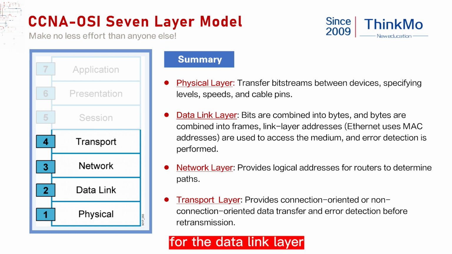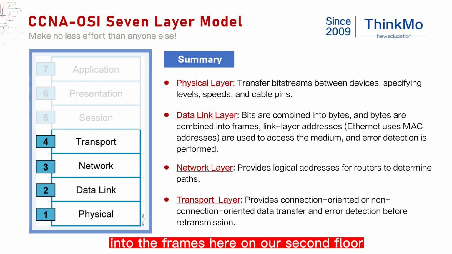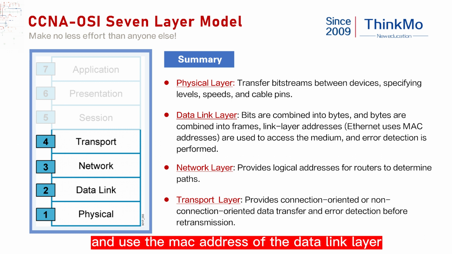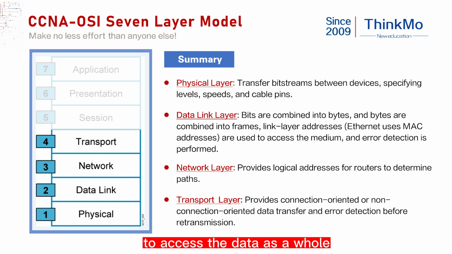For the data link layer, it also belongs to the physical layer. We finally put the level signal through the network port, and bits are converted to 0101 binary. Then our data link layer puts the binary code like 0101 together, combining it into bytes. After that, we combine them into frames here on our second floor, data frames. And it uses the MAC address of the data link layer to access the data as a whole, and has an error detection function.